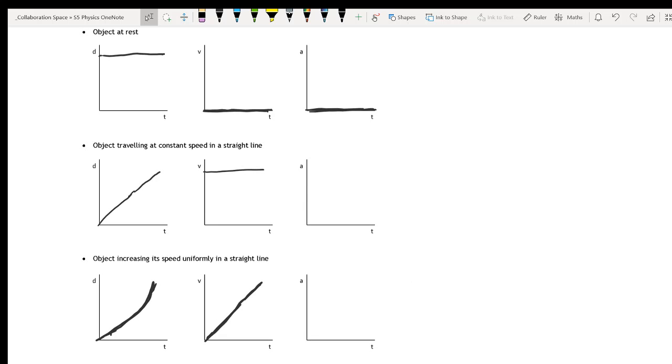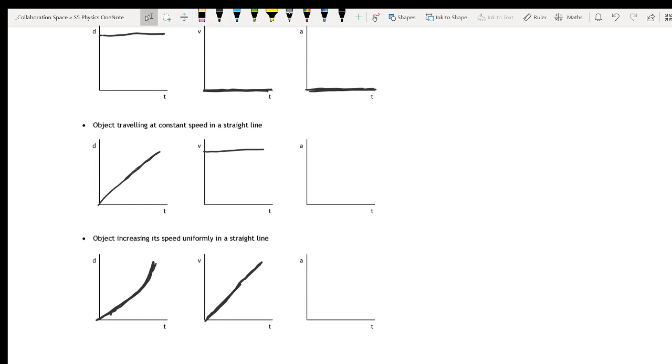The object traveling at a constant speed in a straight line. Constant speed means it's going up the same amount of distance each time, so that should be a straight diagonal line, drawn with a ruler. Sorry, it looks a bit wonky. For the speed time graph, it has to be horizontal because it's staying at the same speed each time. It doesn't matter where the horizontal line is, as long as it's above 0. If it's a constant speed, it's not speeding up or slowing down, so there's no acceleration. So we'd have a horizontal line at 0 for the acceleration.